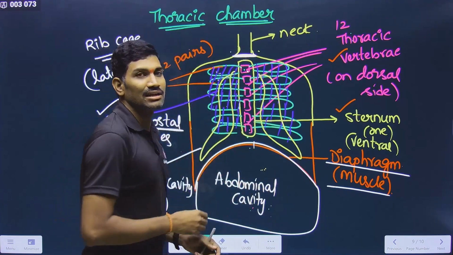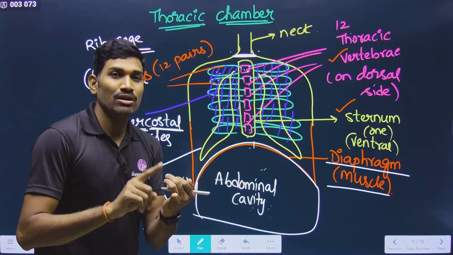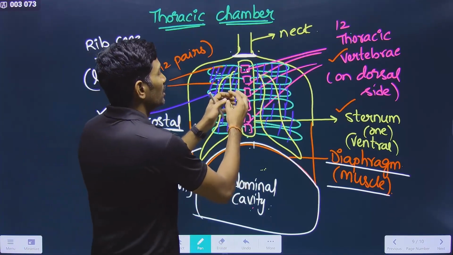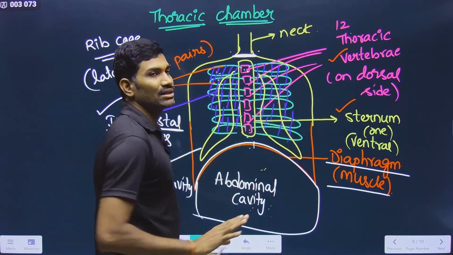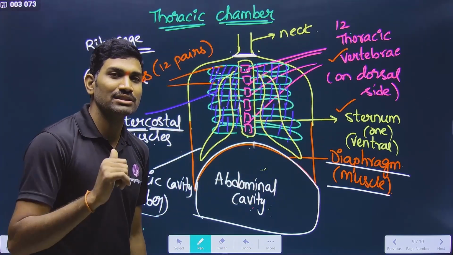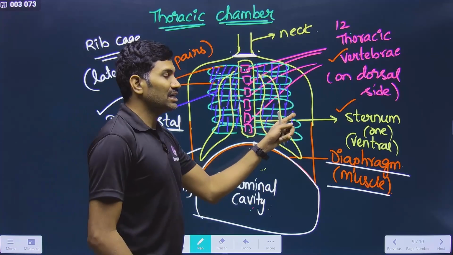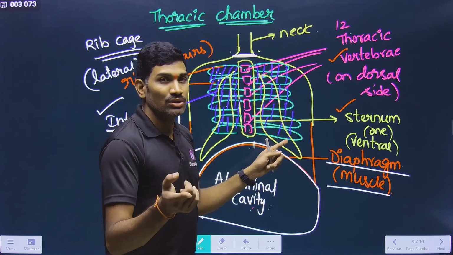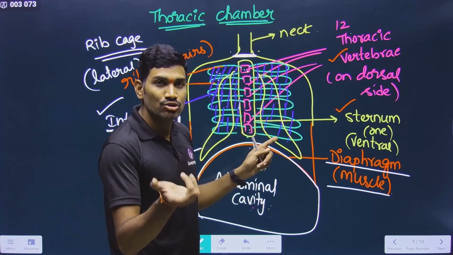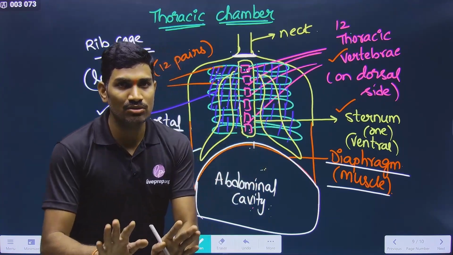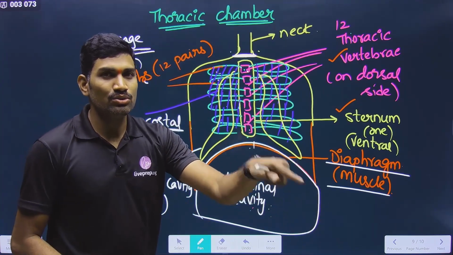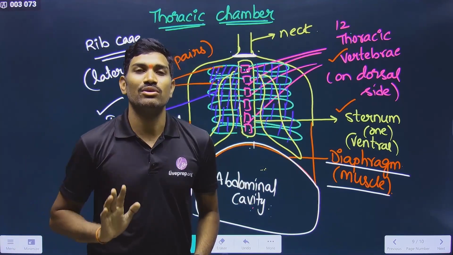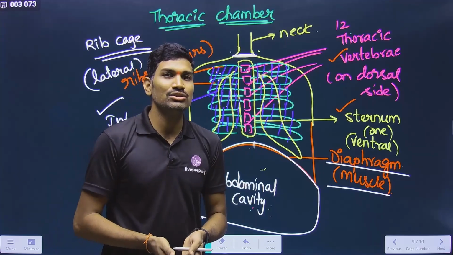So expiration will occur. So in the process of expiration and inspiration, our aim is to change the volume of the thoracic cavity. I hope now you understood why we are changing the thoracic cavity volume, because a change in the thoracic cavity volume will show its effect on the change in the lung volume, so that the pressure of the lung will be varied, so that expiration and inspiration will occur. Understood or not? So ultimately, to do expiration or inspiration, indirectly we are changing the volume of the thoracic cavity.